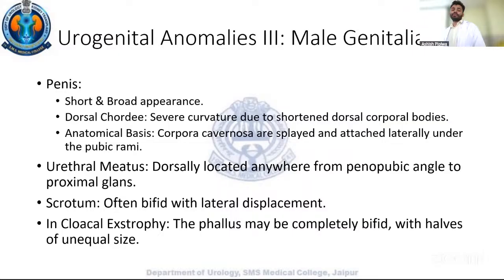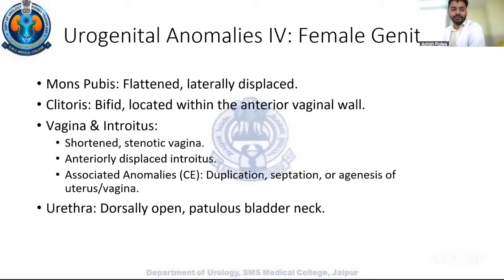The penis is short and broad, and there will be dorsal chordee due to the dorsal corporal bodies, and the corpora cavernosa are splayed and attached laterally under the pubic rami. The urethral meatus is dorsally located, which can be located anywhere from the penopubic angle to the proximal glans. The scrotum is often bifid with lateral displacement, and in cloacal exstrophy, the phallus may be completely bifid with halves of unequal size. In females, the mons pubis is usually flattened and laterally displaced.